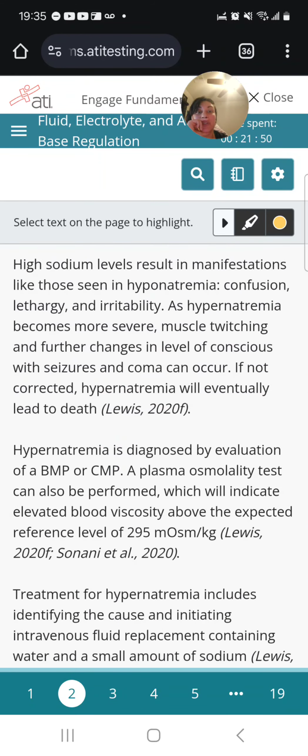High sodium levels result in manifestations like those seen in hyponatremia, such as confusion, lethargy, and irritability. As hypernatremia becomes more severe, you have muscle twitching and further changes in level of consciousness, and seizures and coma can occur. If not corrected, hypernatremia will eventually lead to death.